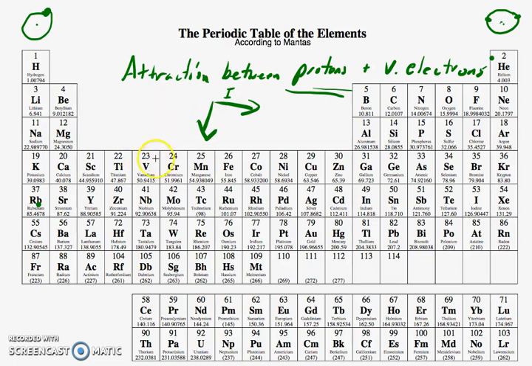Going downward has a variable that going across doesn't have. And that's the inner electrons.